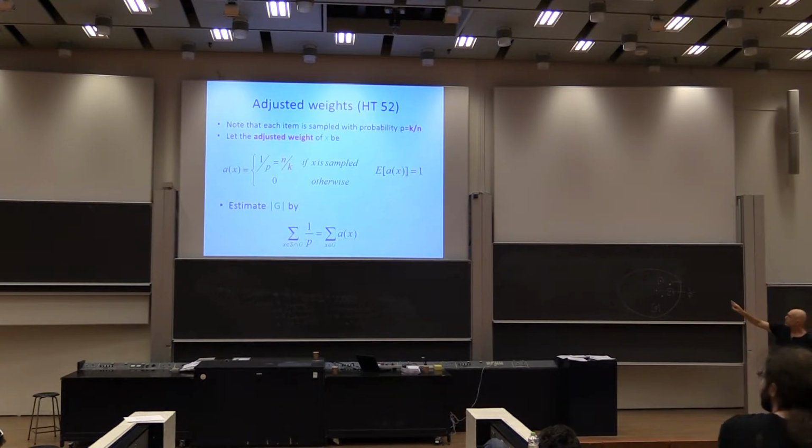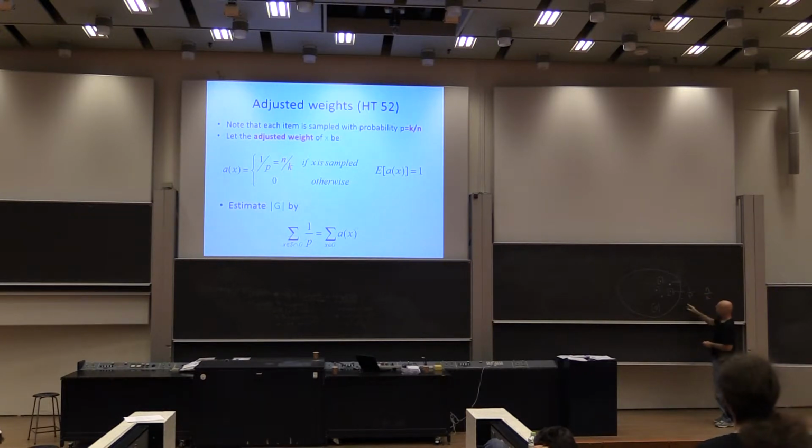In this particular simple situation, what's the probability that a particular green item is in my sample? Sample of size k, uniformly random subset of size k, so it's k over n. The probability that a particular green item is in my sample is k over n. So the adjusted weight of a green item, 1 over P, is going to be n over k. It's going to be n over k everywhere where it is in the sample, and when it is not in the sample, it's 0.